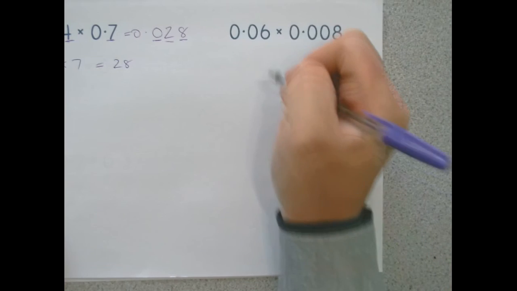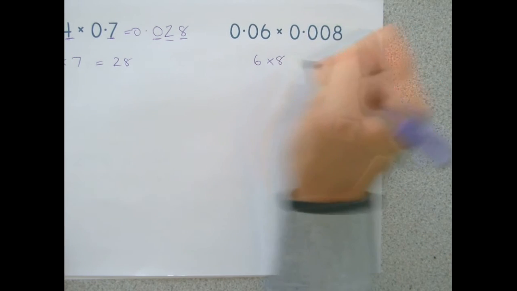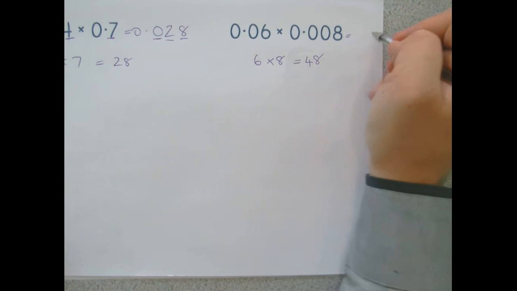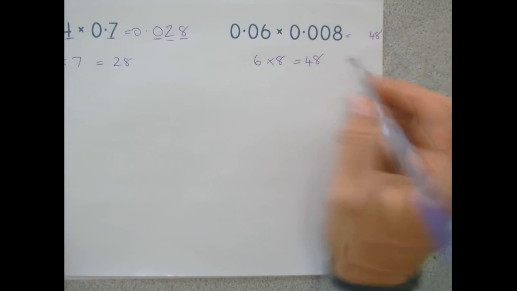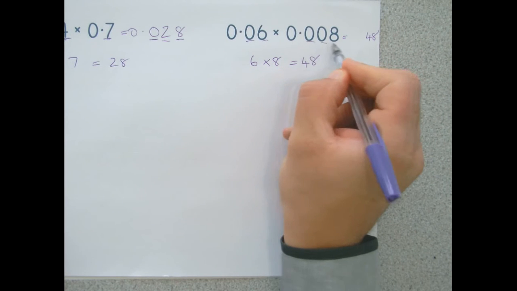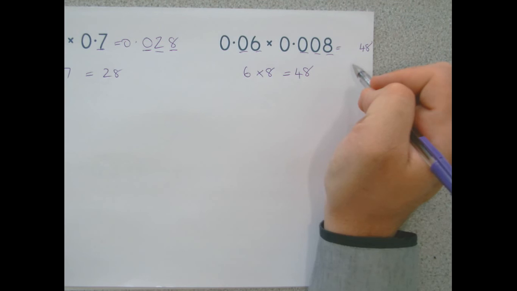Finally then, again ignore the decimal point. 6 times 8 is 48. Okay, so a bit of a squeeze here, we get that in. Now how many decimal places do we need? 1, 2, 3, 4, 5. Okay, 1, 2, 3, 4, 5.